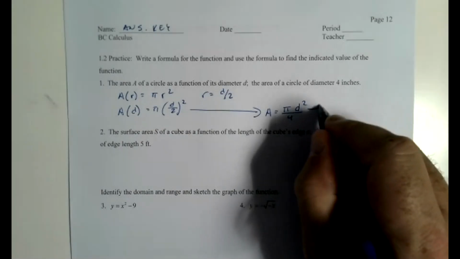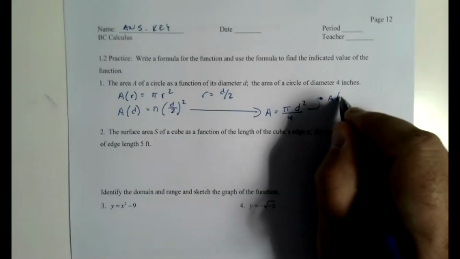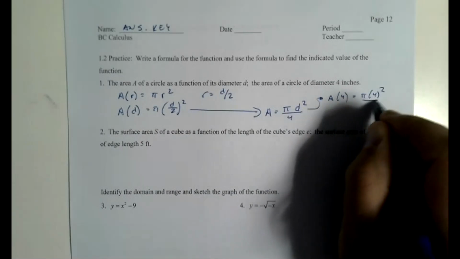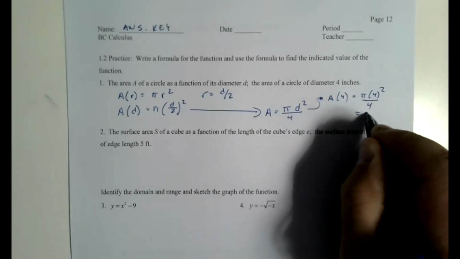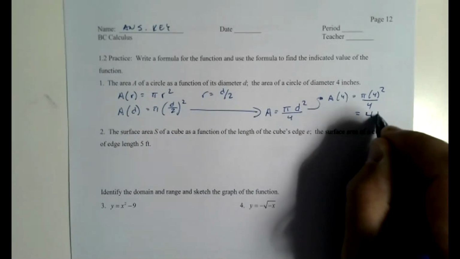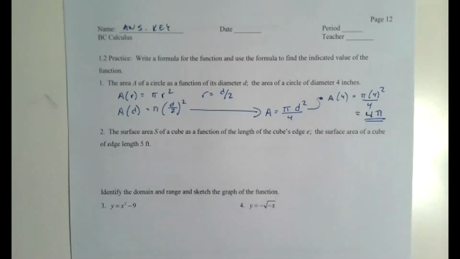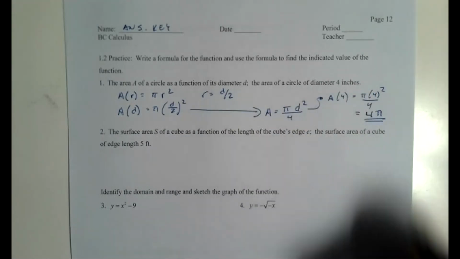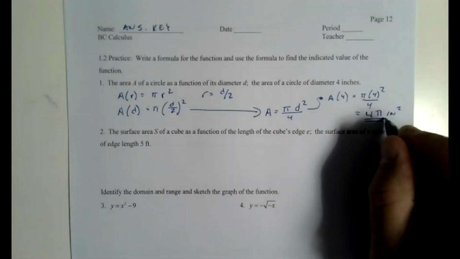Now they ask, what about A of 4? Now it is pi times 4 squared over 4, which is 4 pi. And normally I'd say units, but there are no units given. Never mind, I lied. Inches squared.